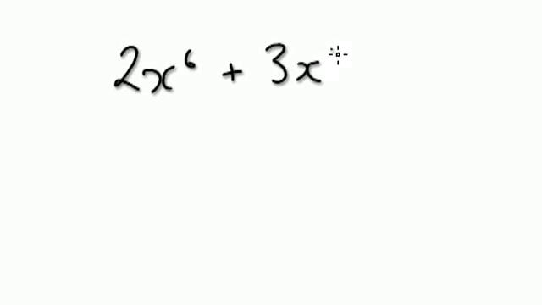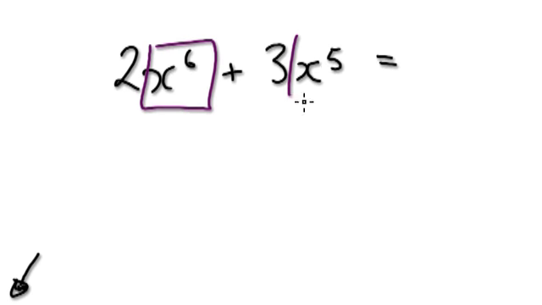Okay. So now it's your turn. Let's say 2x to the power of 6 plus 3x to the power of 5. Okay, what does this become? Press pause and have a go. Okay, if you did this, then it would be incorrect because these two are different. So the answer is you can't merge, you can't add the two.